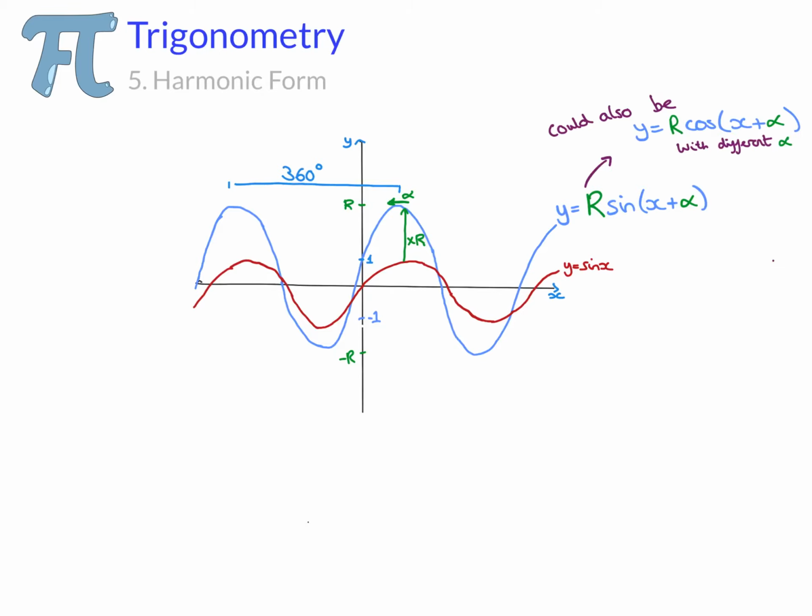Since it can be a stretch and a shift of a sine or a cos function, you could write it in either form. This is called the harmonic form of a periodic function.